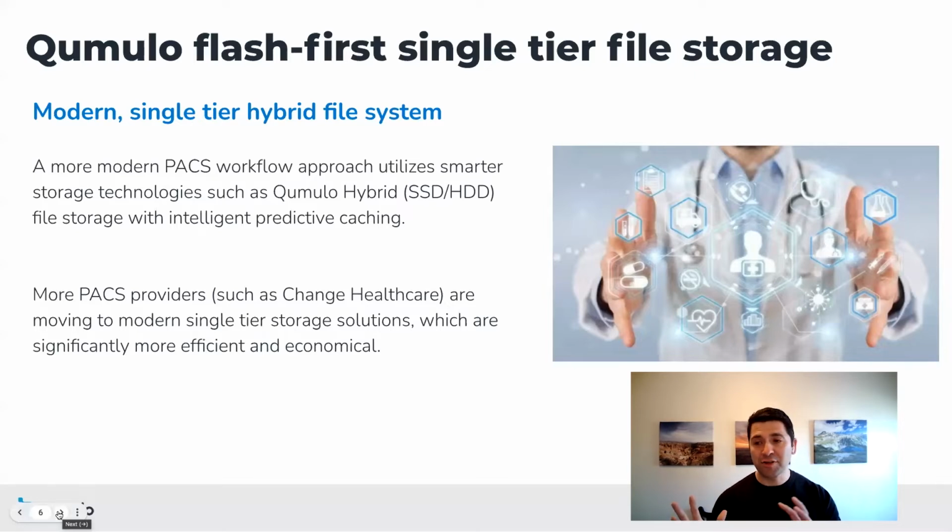And I just want to point out that folks like Change Healthcare, GE, Fujifilm, Philips are all moving towards that single tier of storage, and that just helps simplify the infrastructure and makes it easier to use.